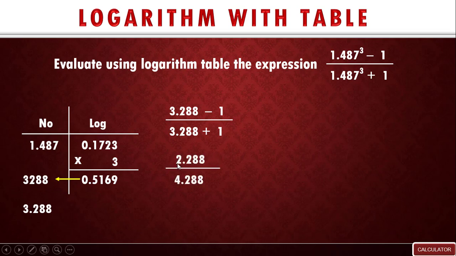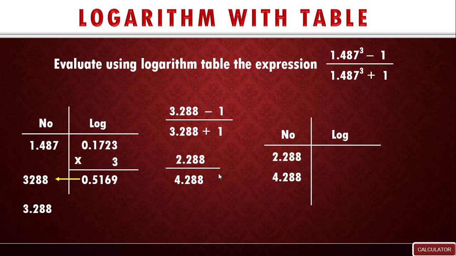Okay, we now have this value, 2.288 all over 4.288. So the next thing to do now is to apply our division law right here, because these are two numbers and we have divide in between them. So let's draw our number log and then arrange the two numbers, 2.288 and 4.288. Then let's determine the log of 2.288.